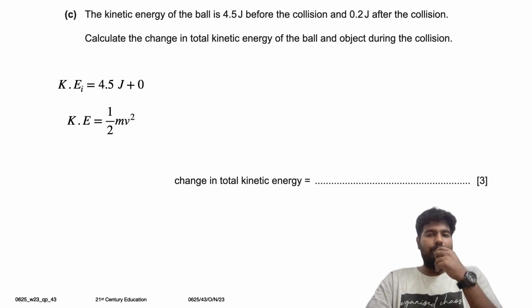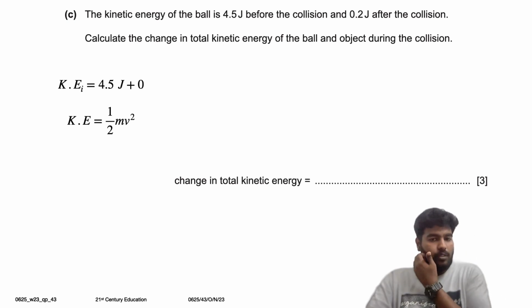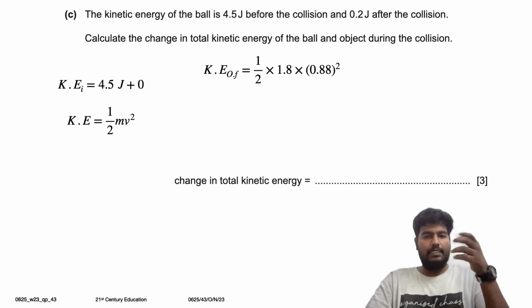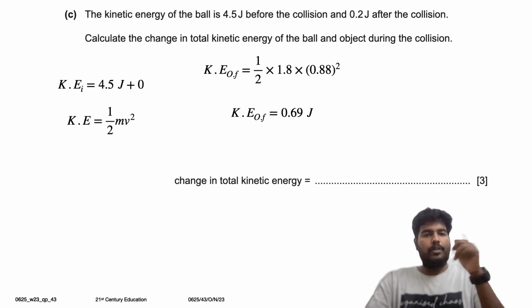Kinetic energy is half mv square, and for the final kinetic energy of the object, we know the final velocity we just found as 0.88. So we use it in the equation half mv square. Half into the mass of the object, 1.8, and the velocity we just found, 0.88, which is the final velocity of the object, squared. If we do the numerical, we get 0.69 joule.